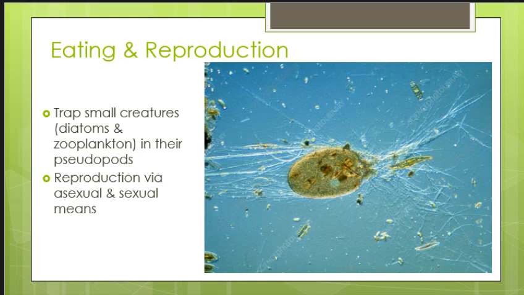Eating and reproduction. They trap small creatures in their pseudopods, okay? So they eat diatoms and zooplankton. How would you say? They trap them in their pseudopods. You can see right here, these little pseudopods sticking out, little sticky strings, catching those little creatures. And they have sexual and asexual reproduction modes. So notice they are not photosynthetic, right? They have to eat. They're heterotrophs.